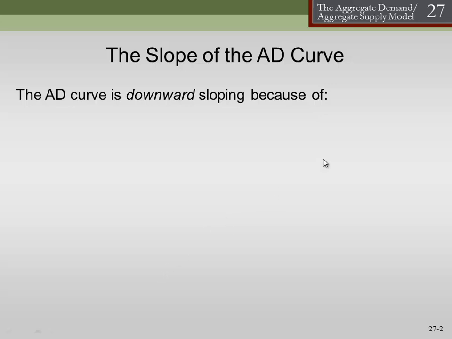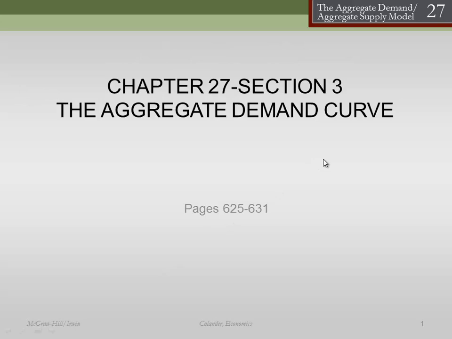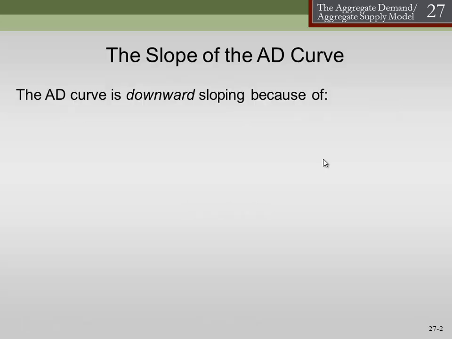All right, let's back up again and remember, what is the definition of the aggregate demand curve? The aggregate demand curve is the relationship between overall price level and overall goods and services demanded by all demanders in the economy. Okay, so first of all, we see that this is a downward sloping relationship, because there's a negative relationship between price level and overall demand for goods and services.